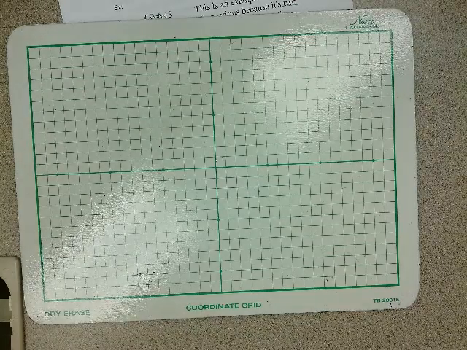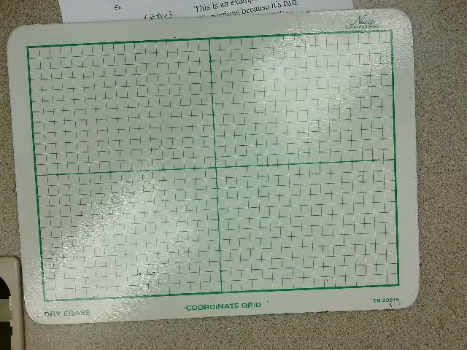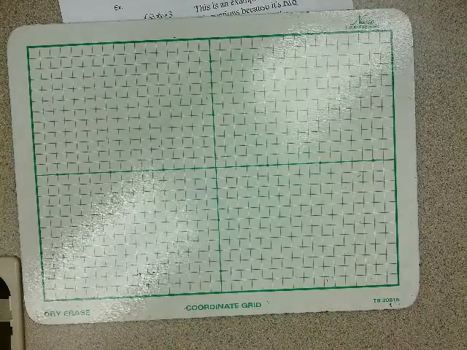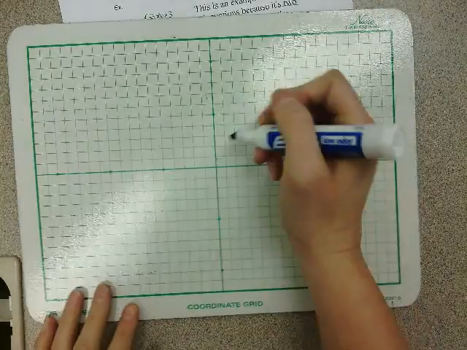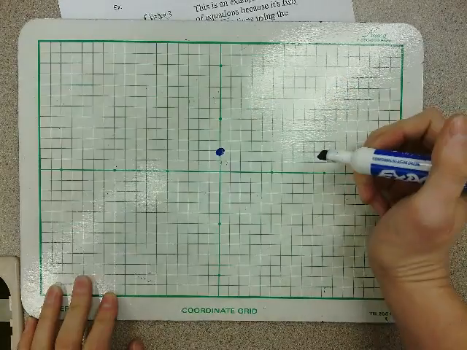Alright, Ethan, what happened? You started at the x-axis. So make sure we start at the y-axis. So I've got 2 and -3.